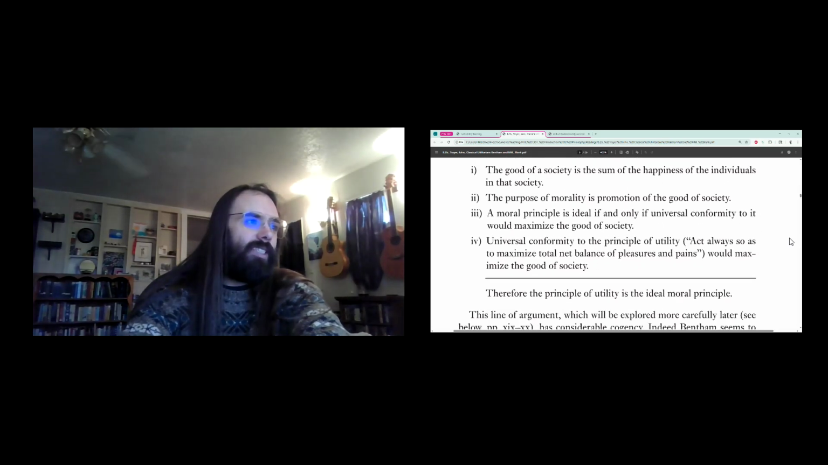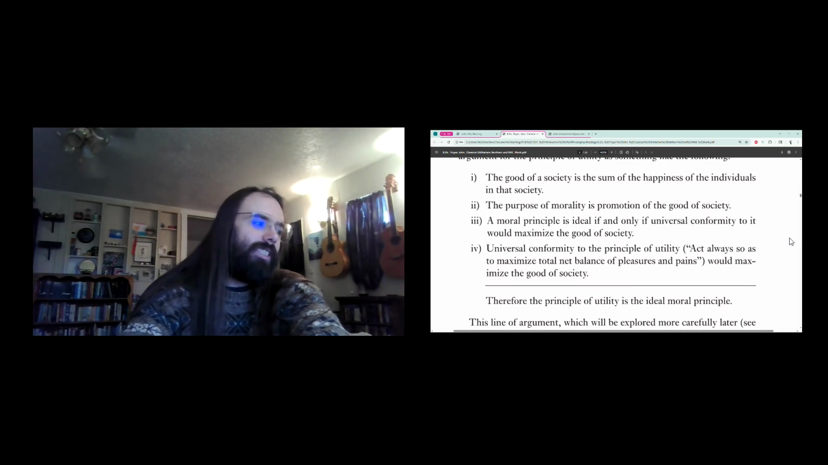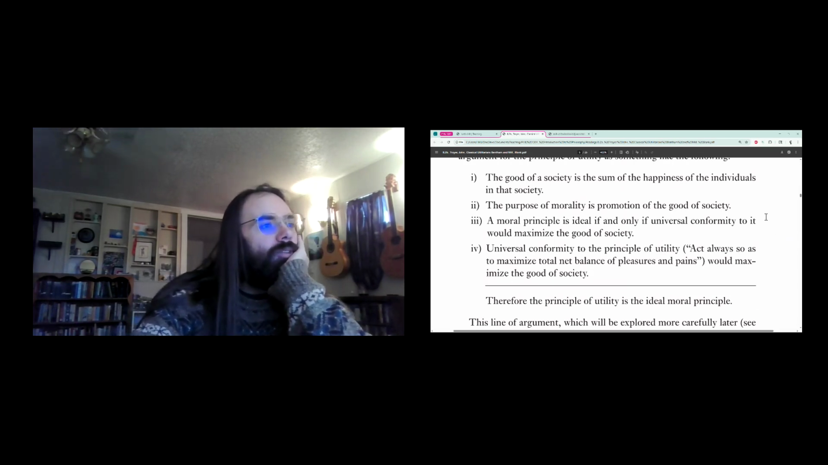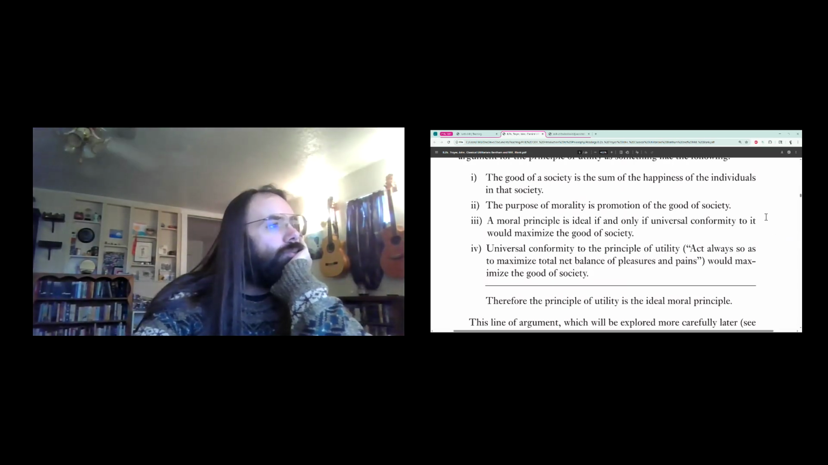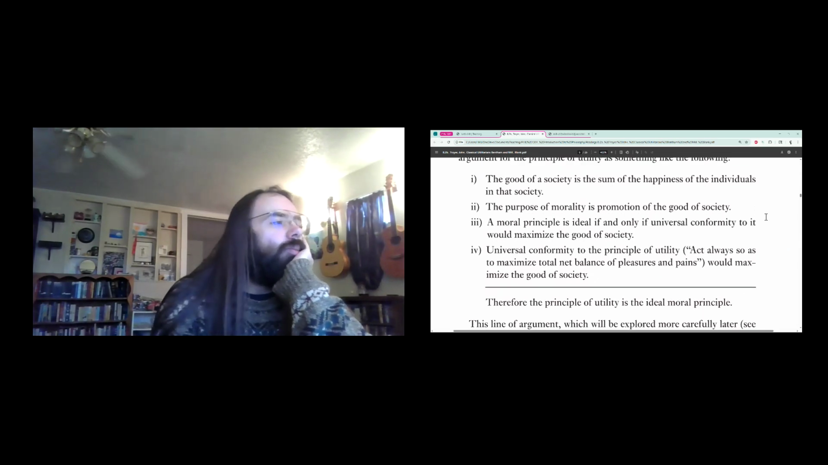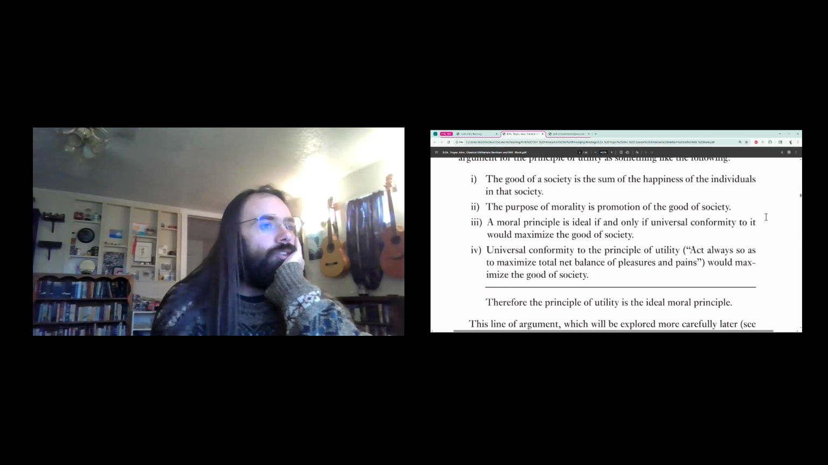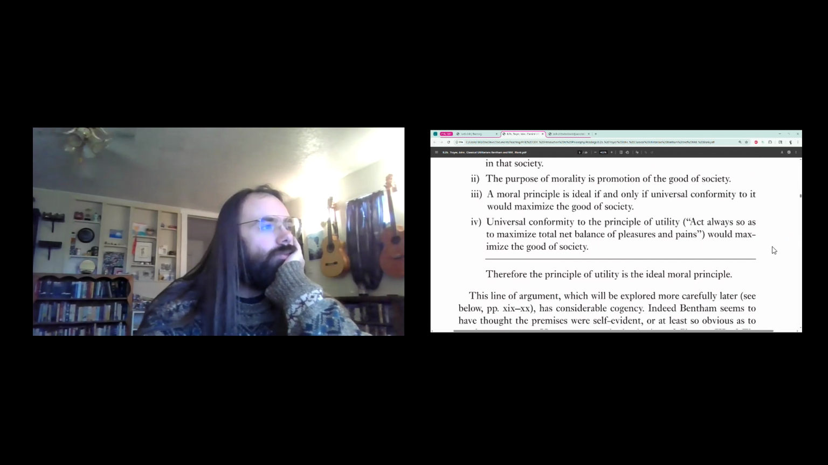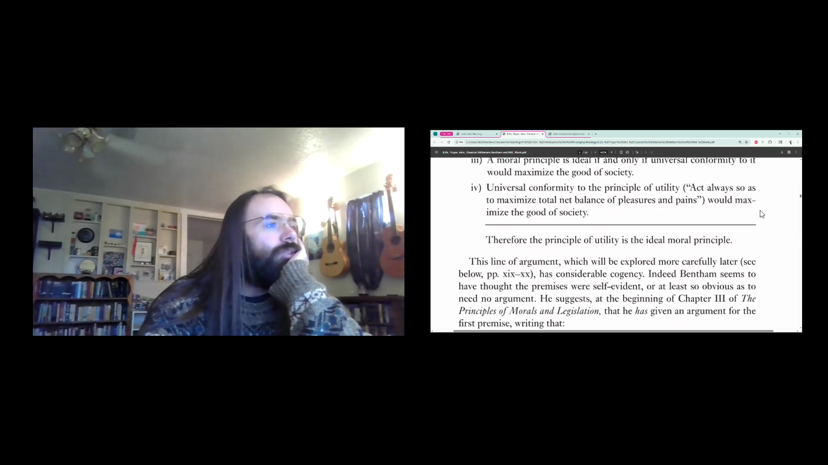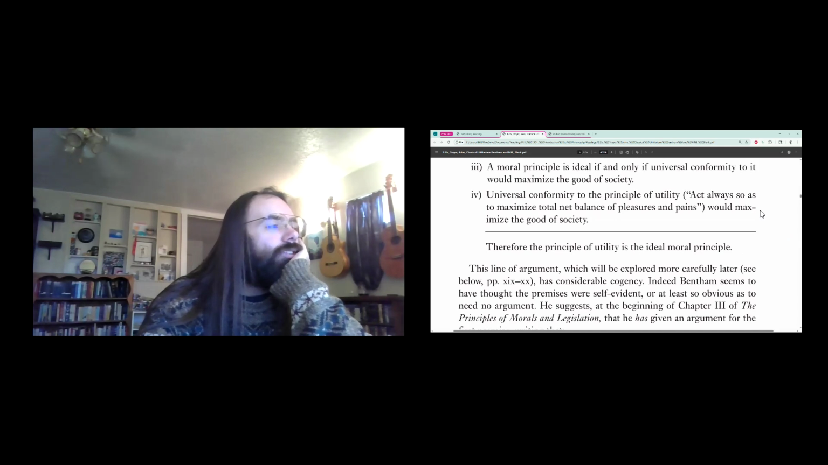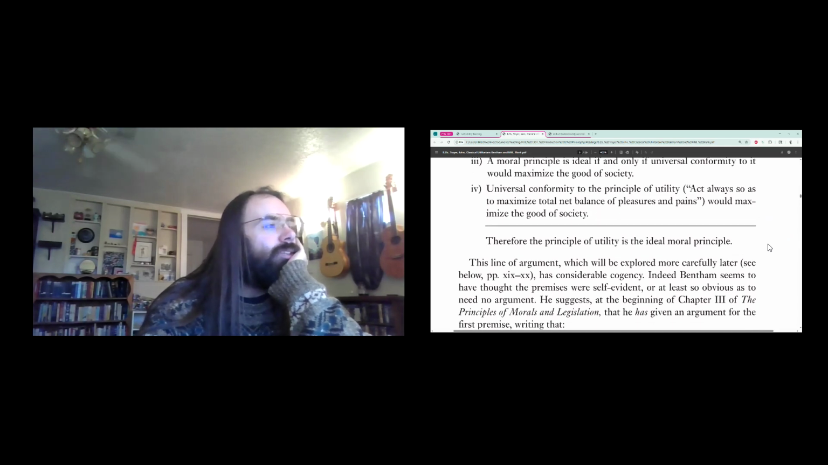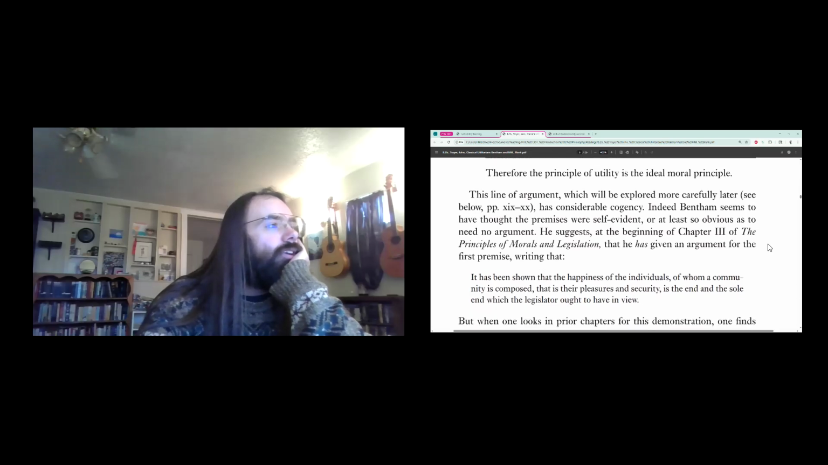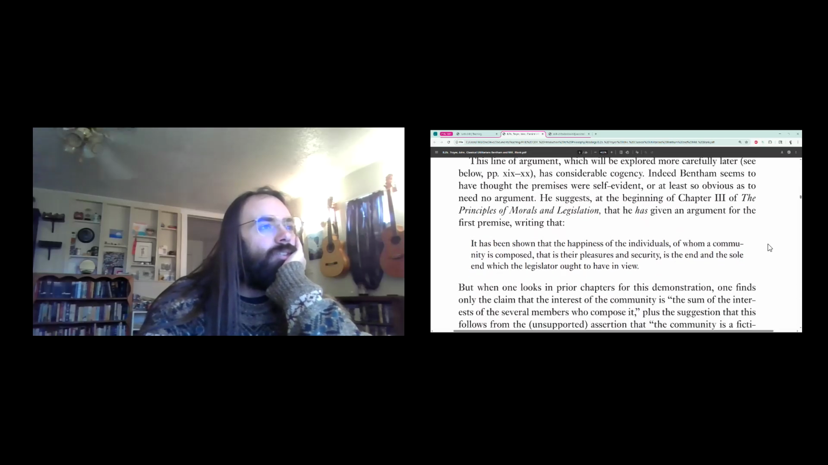1. The good of a society is the sum of the happiness of the individuals in that society. 2. The purpose of morality is promotion of the good of society. 3. A moral principle is ideal if and only if universal conformity to it would maximize the good of society. 4. Universal conformity to the principle of utility, act always so as to maximize total net balance of pleasures and pains, would maximize the good of society. 5. Therefore, the principle of utility is the ideal moral principle.